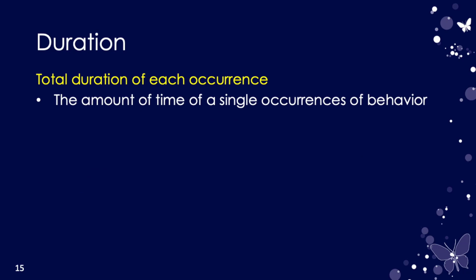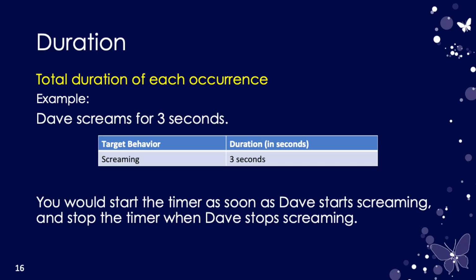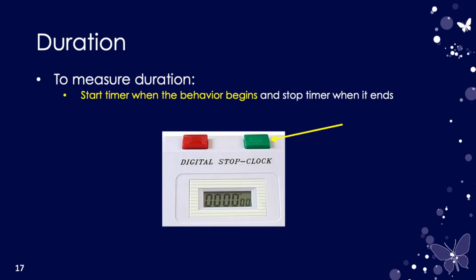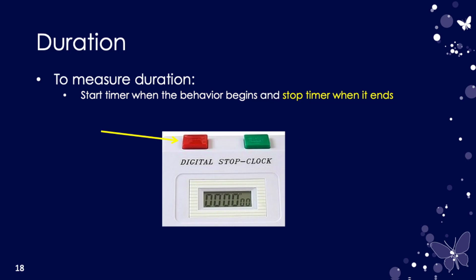Let's begin by talking about total duration of each occurrence. When looking at the total duration of each occurrence, we are interested in the amount of time of a single occurrence of behavior. For example, Dave screams for 3 seconds. You would start the timer as soon as Dave starts screaming, and stop the timer when Dave stops screaming. This measures the amount of time of a single occurrence of behavior. To measure the duration of a single occurrence of behavior, start the timer when the behavior begins. You would press the start button on your timer. And stop the timer when it ends by pressing the stop button on the timer.